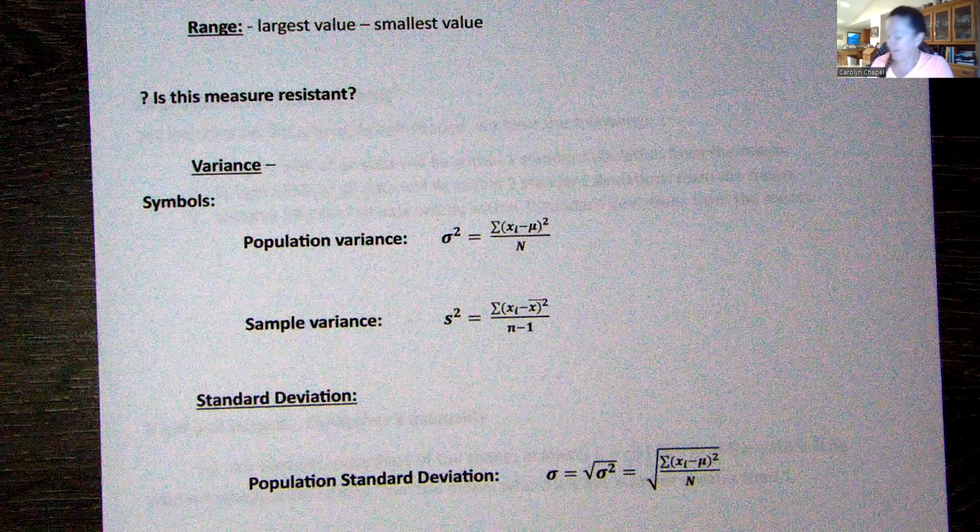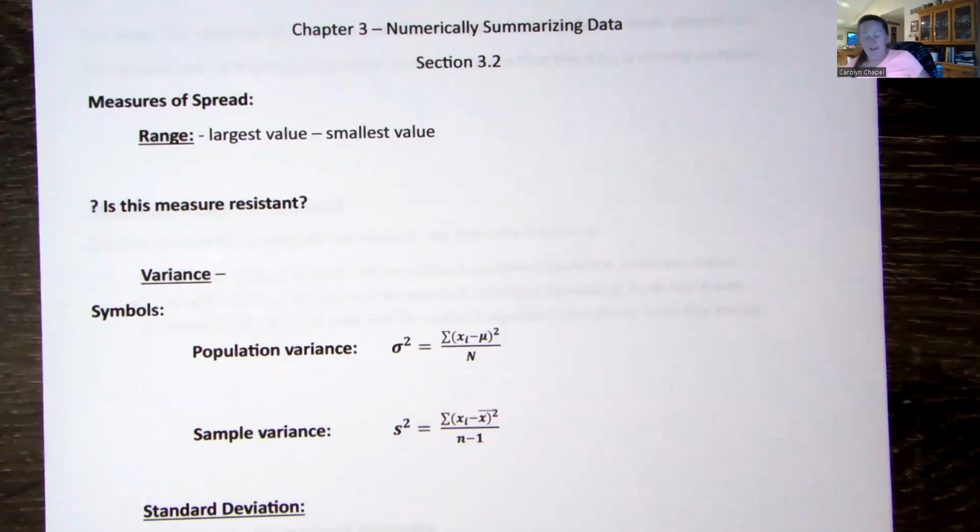See if I can get them to show up. There they are. All right, so this is section 3.2 in our textbook that we are currently using. And the first measure of spread is something we call range. To calculate the range, we simply take our largest value and subtract off our smallest value.